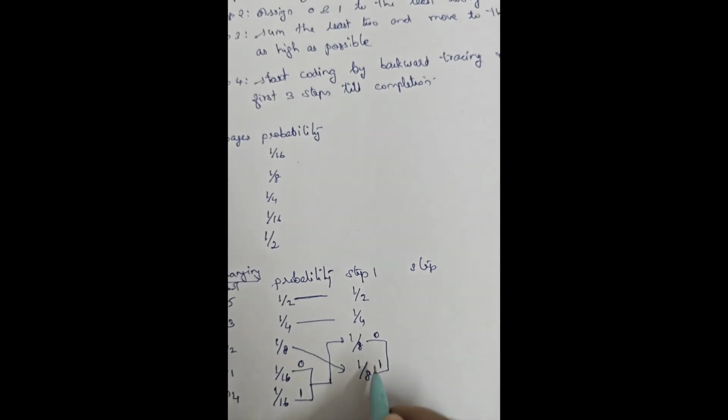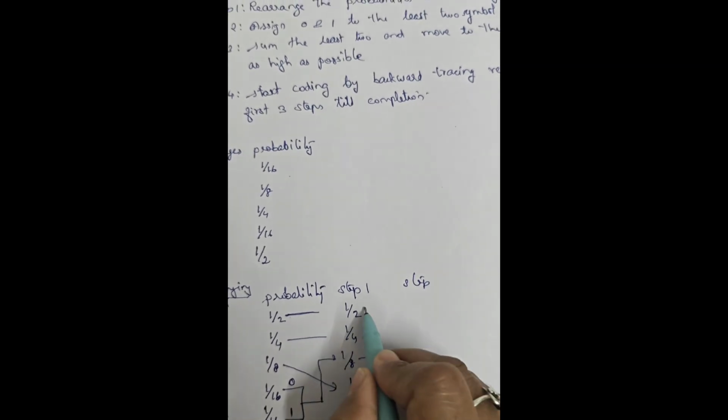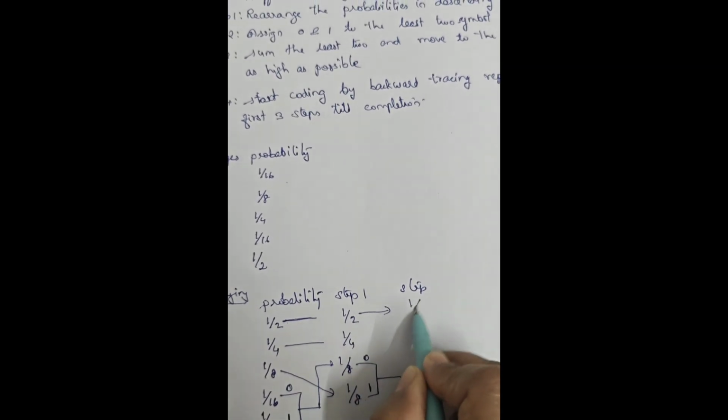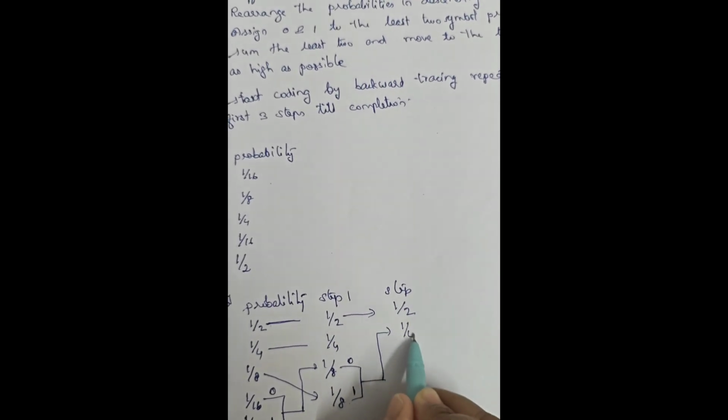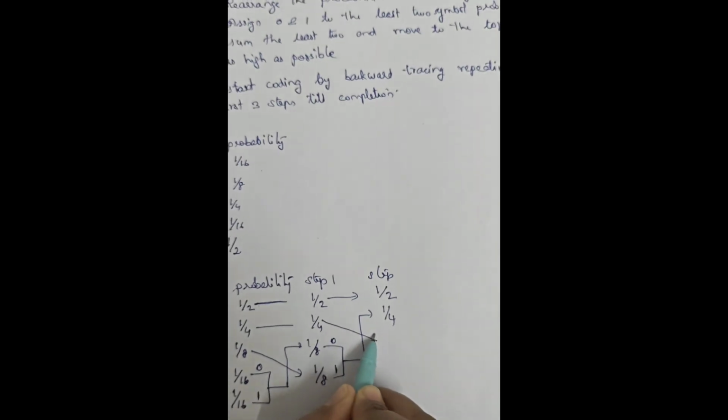For the next step, again assign 0 and 1 to the last two probabilities. Sum up both: when you sum up 1/8 and 1/8, how much do we get? It is 1/4. 1/2 is higher than that, so let us keep 1/2 as such. 1/4 is a combination of these both. Let us move it to the top, so it will be 1/4, and this 1/4 will move down.